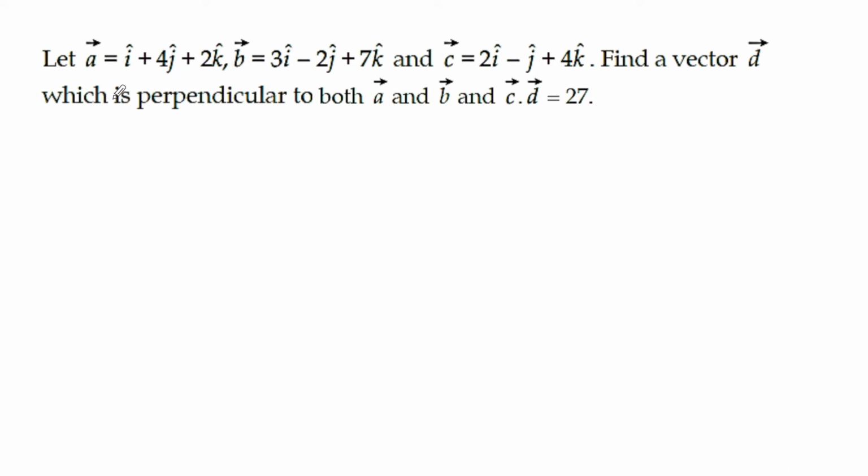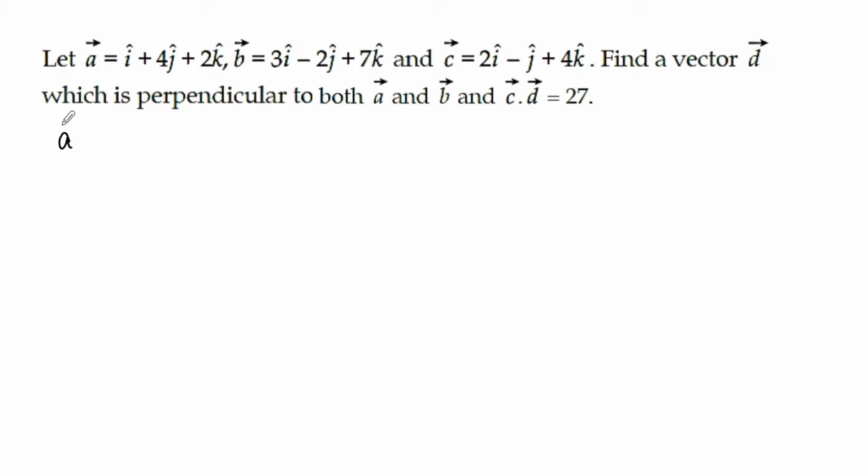Let vector A is equal to i + 4j + 2k and vector B is equal to 3i minus 2j plus 7k and vector C is equal to 2i minus j plus 4k. Then find a vector D which is perpendicular to both A and B and also given dot product of C and D is 27.